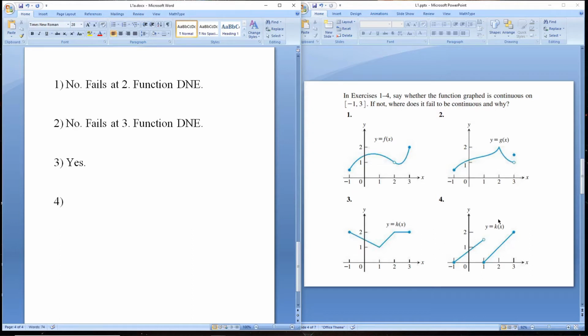And then how about 4? So I'm drawing my line out. We got a hole. We got a gap. And then I'd have to draw my line again. So is this continuous on the entire interval? No. Where does it fail? It fails at 1.